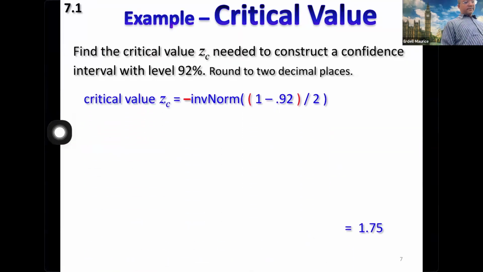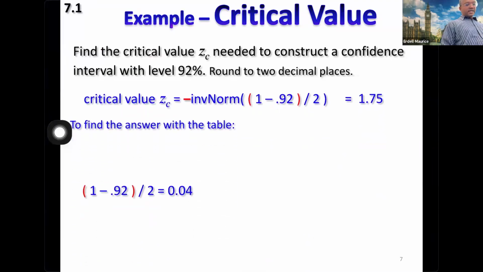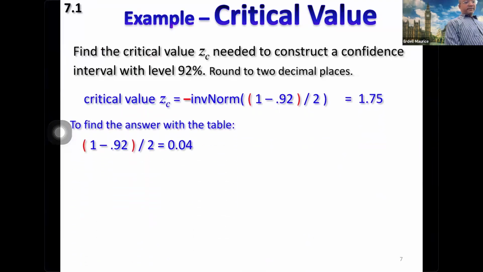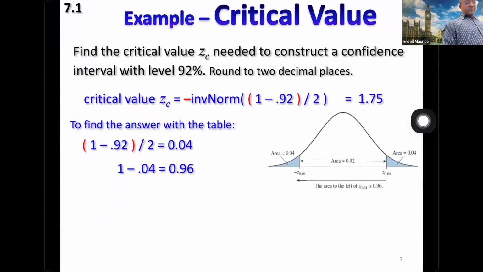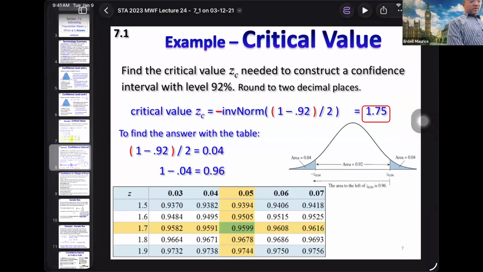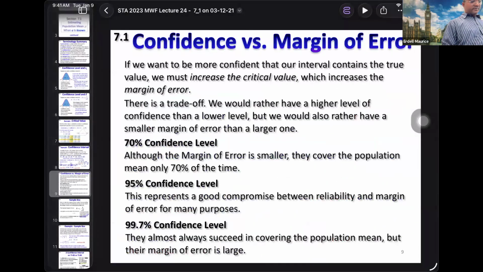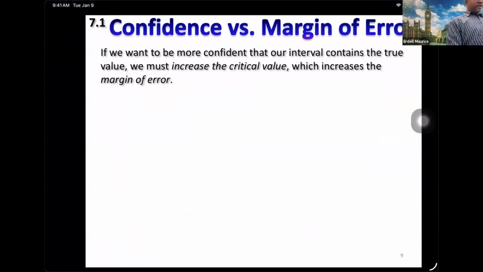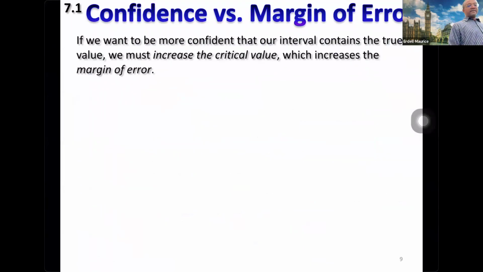All right. So again, this is how they did it back in the old days. But we got the answer right here, 1.75. I guess it was so much more work to do it back in the old days. You guys don't know how much joy and happiness you got away from. If we want to be more confident, what we must do is increase the critical value, i.e., the margin of error will increase.